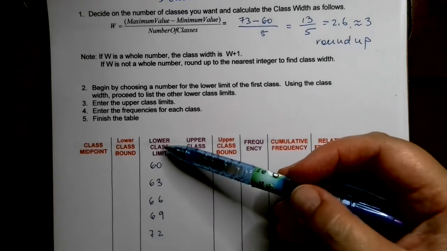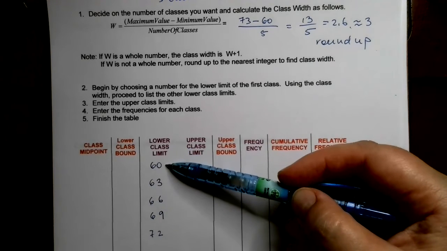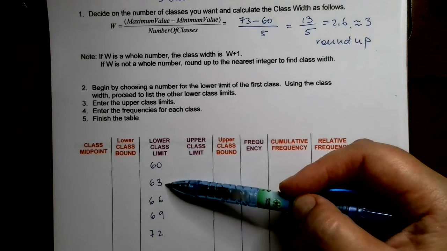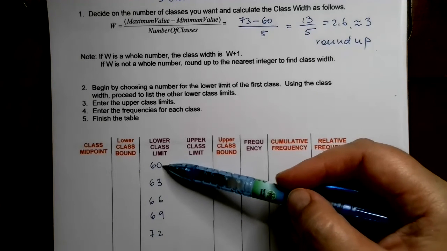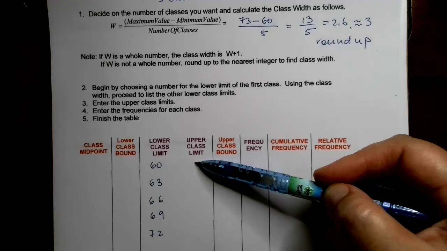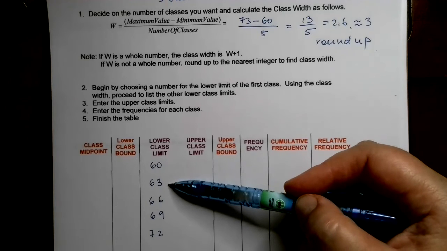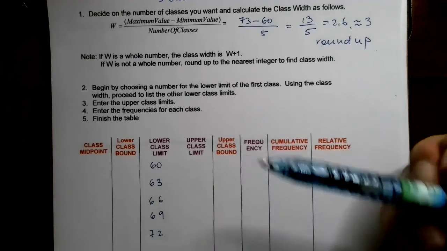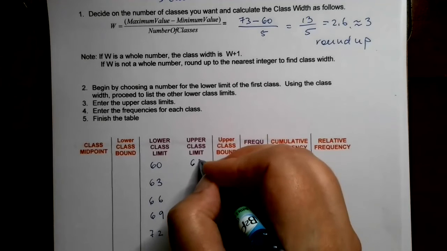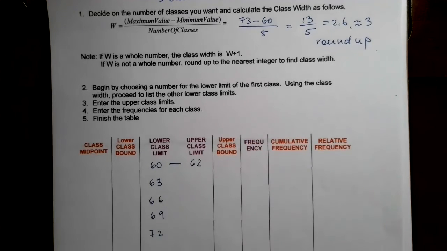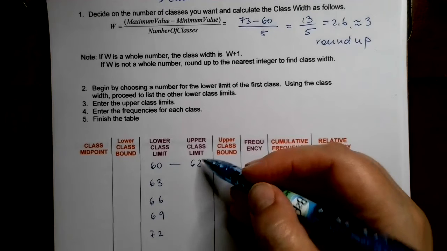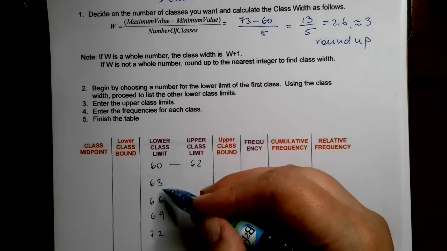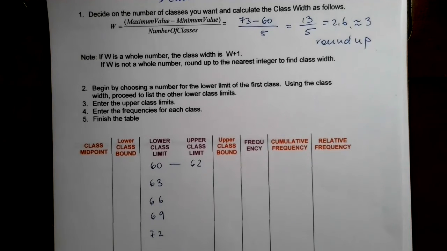So if my first class starts with 60 and my second class starts with 63, in order for this class to cover everything up to 63, it has to run up to 62. So that's going to be my upper class limit for the first class, 62. And it's based on the fact that the next class starts with 63.